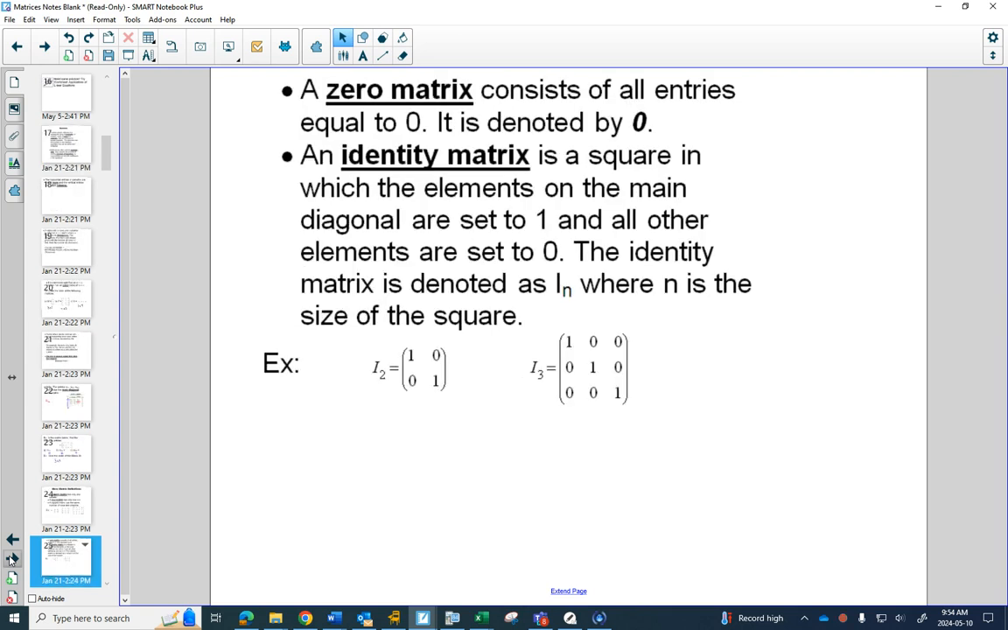A zero matrix is a matrix where everything inside of it is 0. But here is the first one that is a little bit different, the identity matrix. The identity matrix has to be a square. Ooh, I wanted to underline that in a different color. Has to be a square. And on the main diagonal, this is always your main diagonal, those are always 1s. Everything else is a 0.